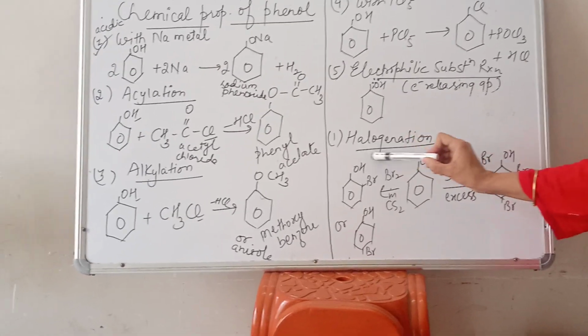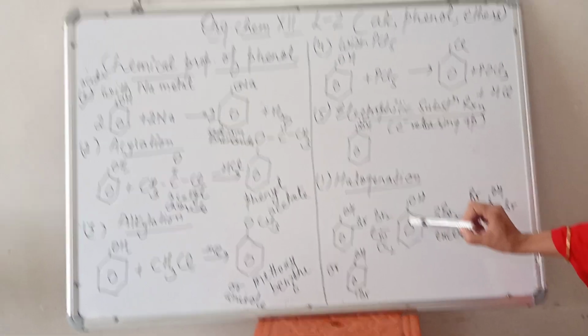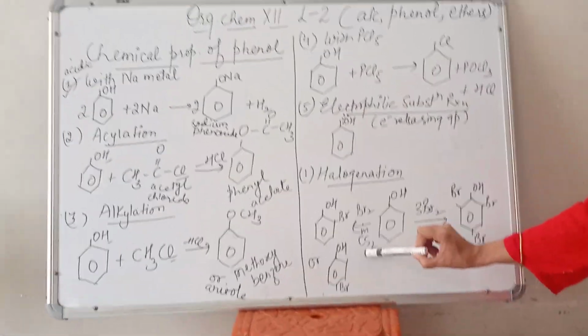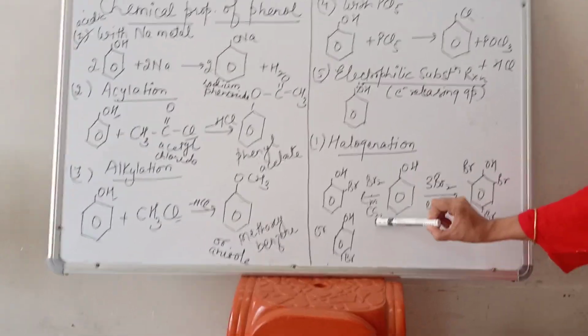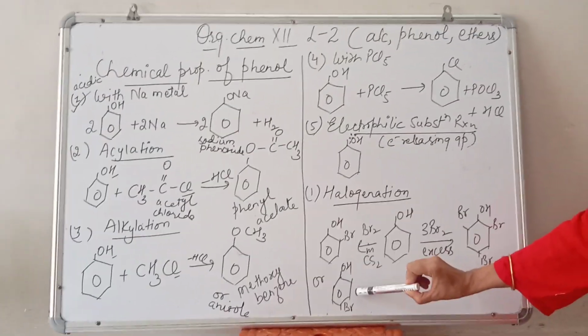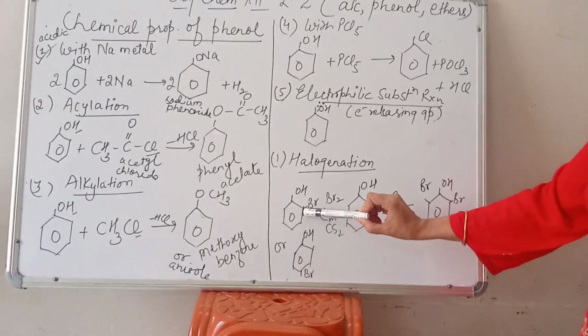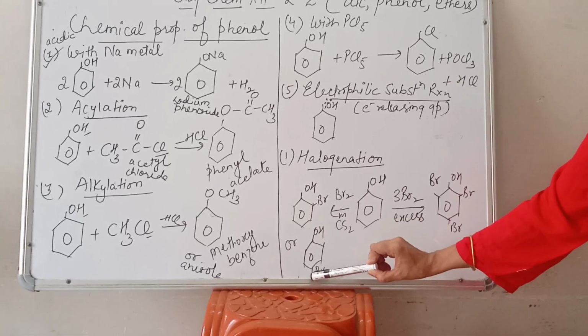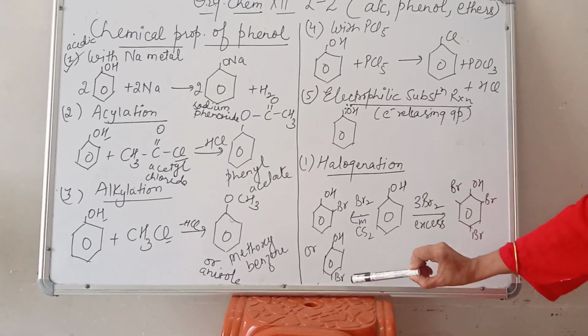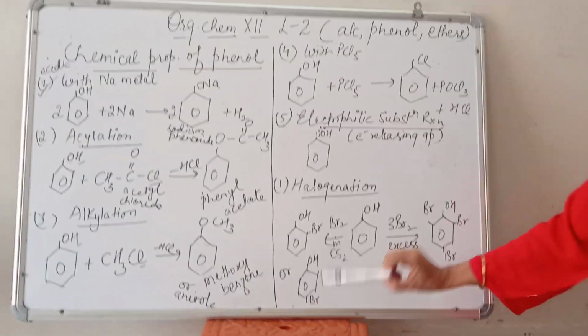Now firstly we will do halogenation in this electrophilic substitution reaction. Now in two conditions we will study. First is bromine in CS2. When bromine in CS2 is used, then what happened? Mono-substituted halo derivatives are formed. Either Br will attach to ortho position or it will attach to para position. It is known as ortho-bromophenol and para-bromophenol.